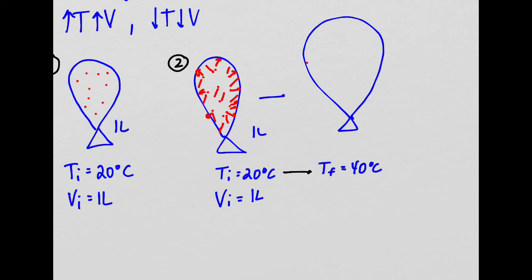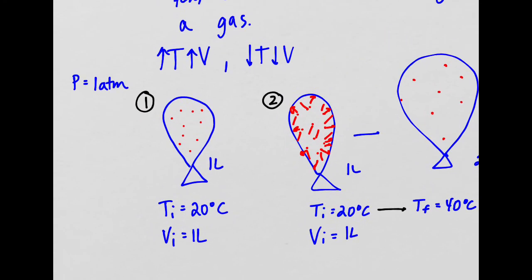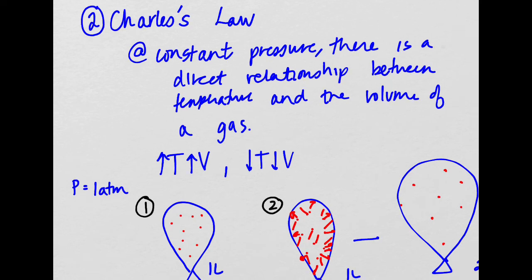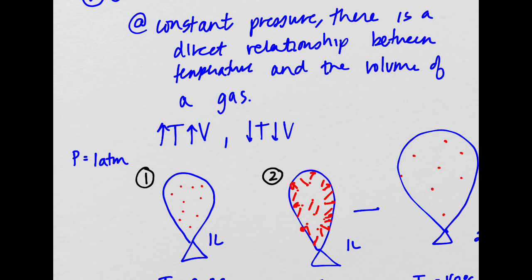We still have the same 10 particles, but now they're pushing on the balloon more, causing its volume to increase. Let's say it just doubles. Okay? All right, so this is Charles's law. As we increase the temperature of a gas, we increase the volume as well. And the same thing is true the opposite. If we increase the volume, we also increase the temperature. If we decrease the volume, we decrease the temperature.